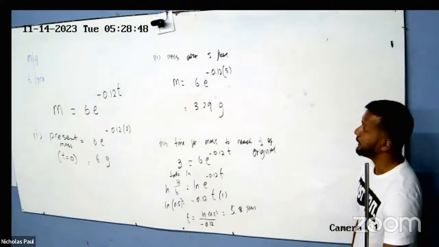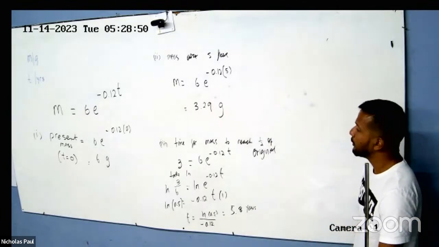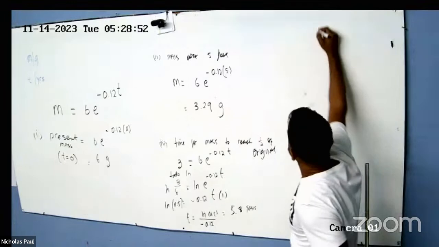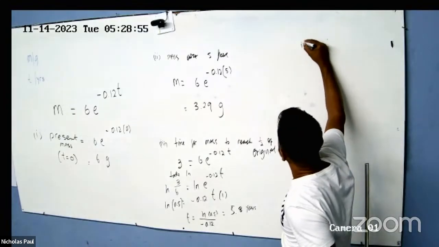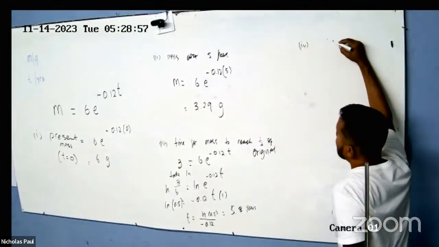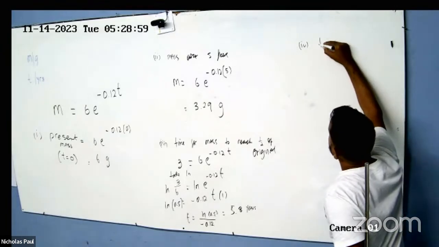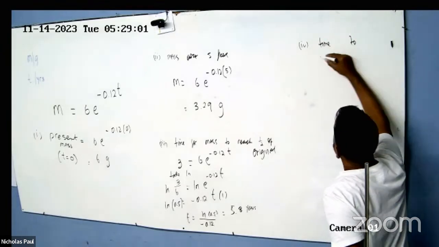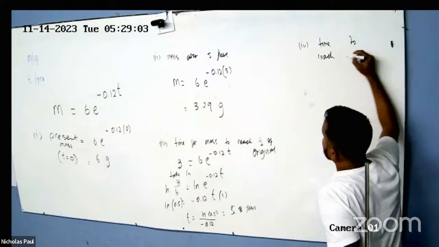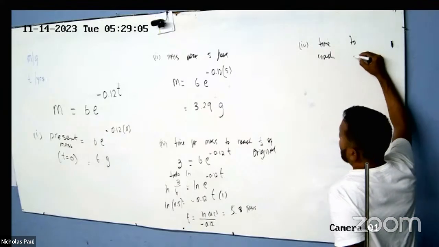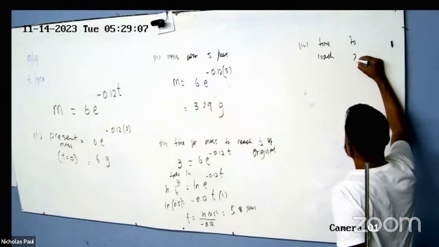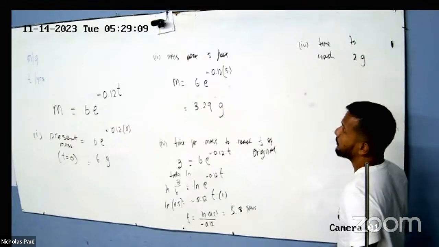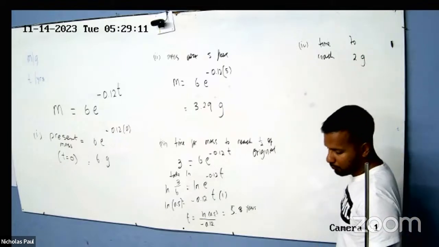Right, 5.8 years. All right, try one more like this one, just to get familiar with working with ln. Find the time to reach 2 grams.